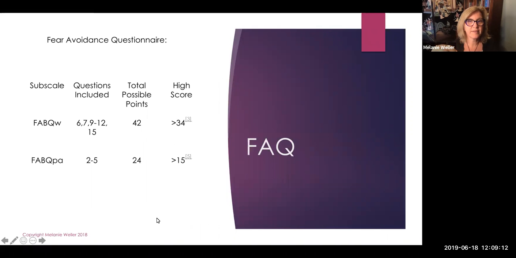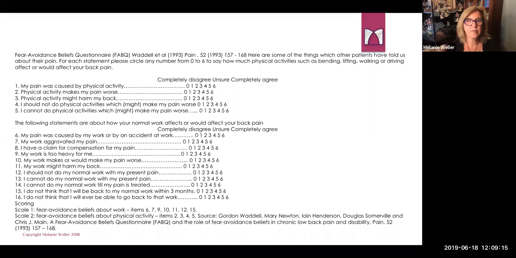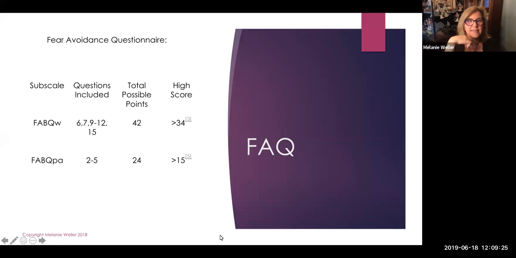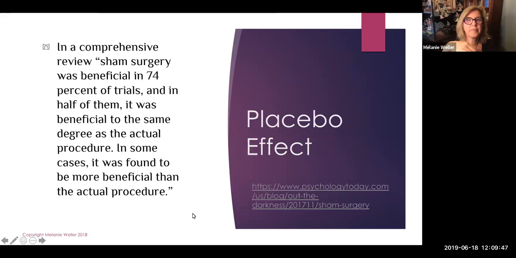And so this is the scoring. If you go back to the one above, you score these questions for work and these questions for physical activity. And if you want to go through that and see how you feel, you can. The FABQW is for work, and FABQPA is physical activity. So if you want to test yourself, you can do that. And if you want me to email you the PDF of the test, I can do that as well. It is also available online.